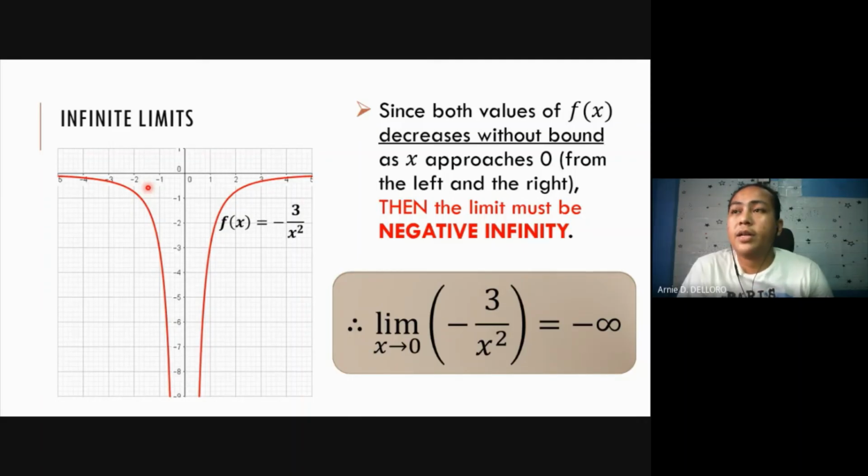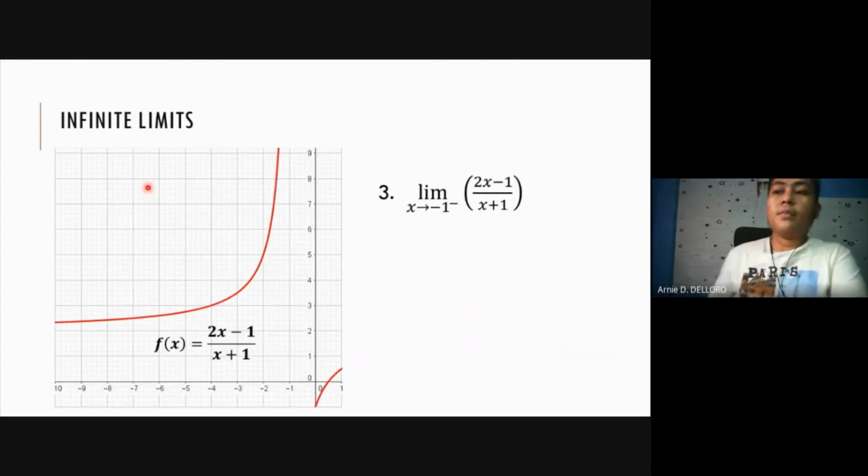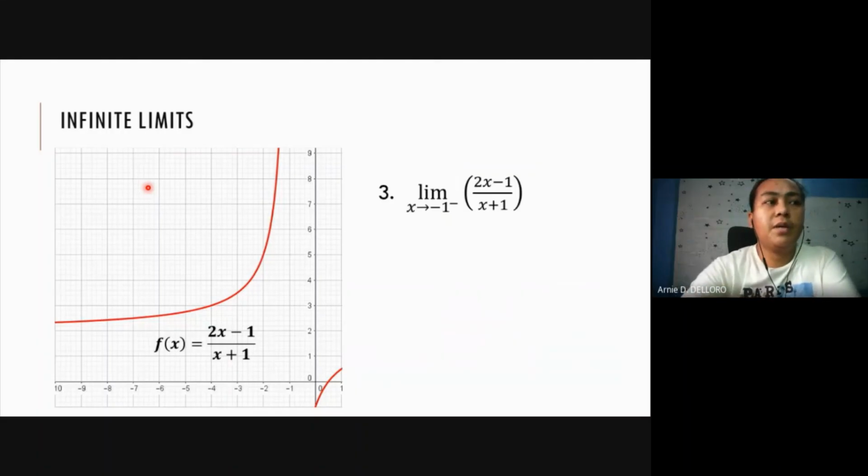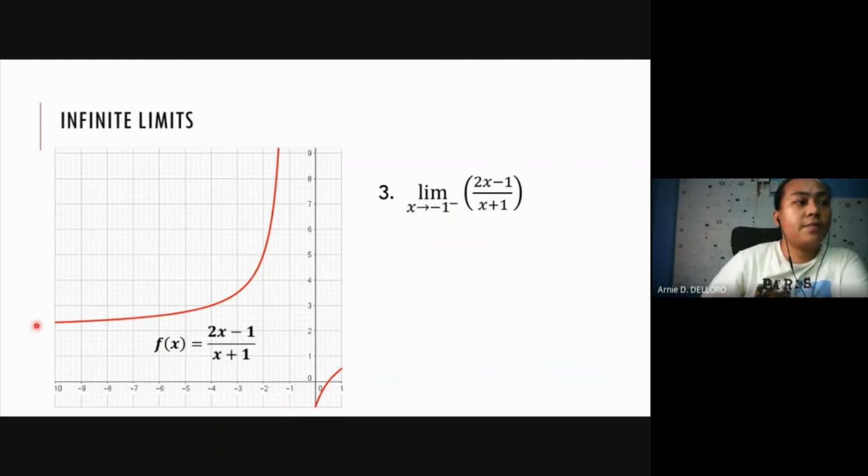Okay? Now, let's consider the items 3, 4, and 5. We have, for infinite limits, for number 3, the limit of 2x minus 1 all over x plus 1 as x approaches negative 1 from the left. Okay? Ito yung graph niya. Ano yung behavior ng graph? From the left, or galing dito sa negative infinity pataas, 'di ba? The graph of the function increases without bound if x approaches negative 1 from the left.